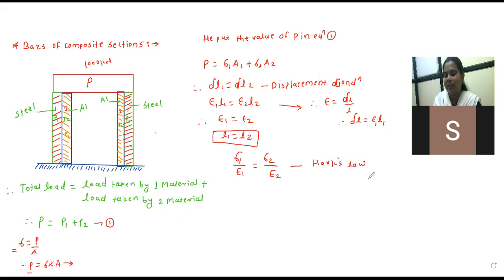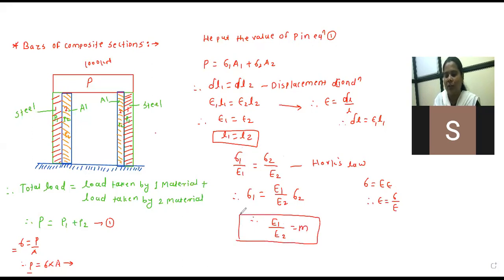Our Hooke's law states that sigma is equal to E into epsilon. Therefore, epsilon is equal to stress upon Young's modulus. By using this basic concept, I have written the equation for material 1 and for material 2. Therefore, we will convert sigma 1 which is equal to E1 upon E2 into sigma 2. Therefore, E1 upon E2 is equal to M. So this is called the modular ratio. Once again, I will repeat.